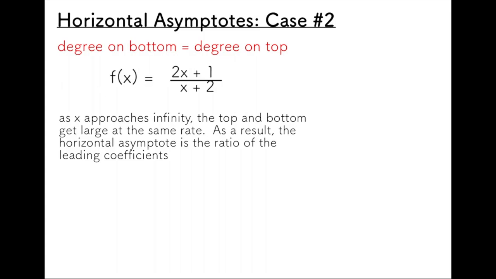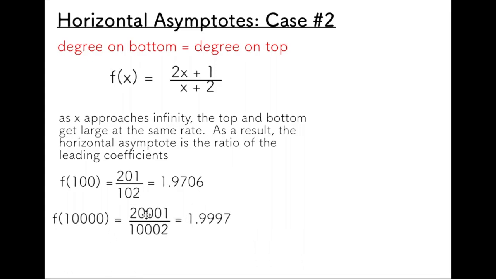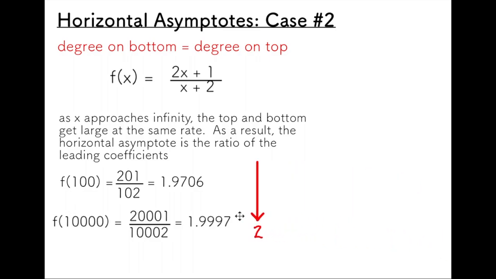And I can approach this the same way by investigating what happens to the function as the x values get larger and larger. So if I use the same x values as before, I'll sub in 100, I get 1.9706. 100 is a big number, but 10,000 is an even bigger number. If I sub in 10,000, I end up getting 1.9997. And you can see that as I sub in bigger and bigger numbers, I'm approaching the value of 2. So I can conclude that the horizontal asymptote for this function will be at y equals 2.